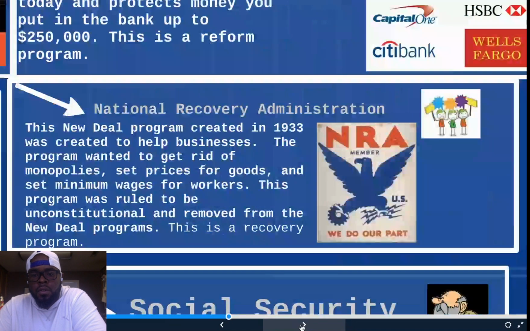Next one we talk about is the NRA. We're not talking about the National Rifle Association. We're actually talking about the National Recovery Administration. And this was a recovery program that was later found unconstitutional by the Supreme Court and removed. The whole idea of this program was to get rid of monopolies and set prices for goods and minimum wage for workers. Remember, this is some of the same things we're talking about dating back to the Gilded Age with J.P. Morgan Chase and those monopolies and things of that nature as well.